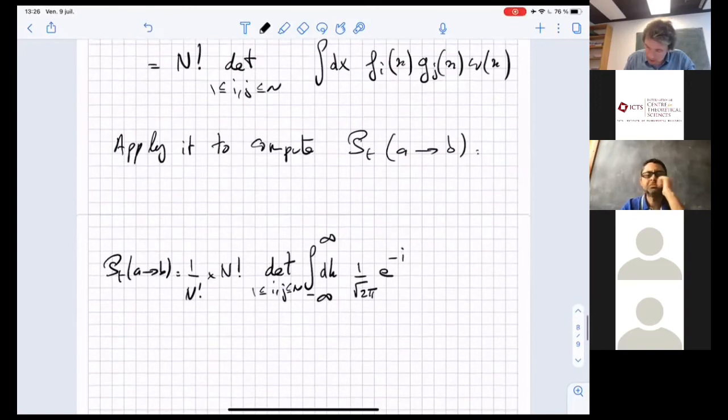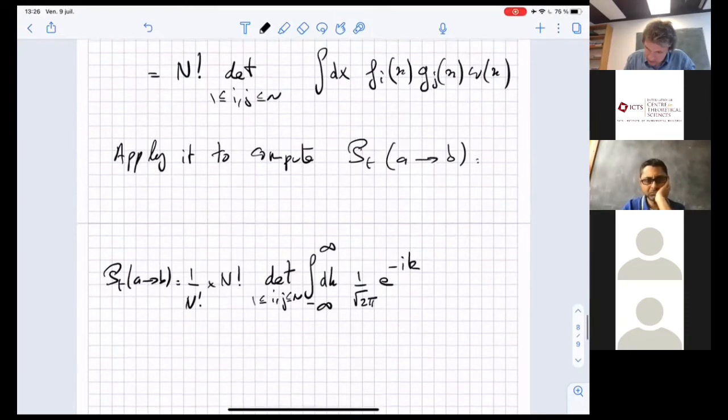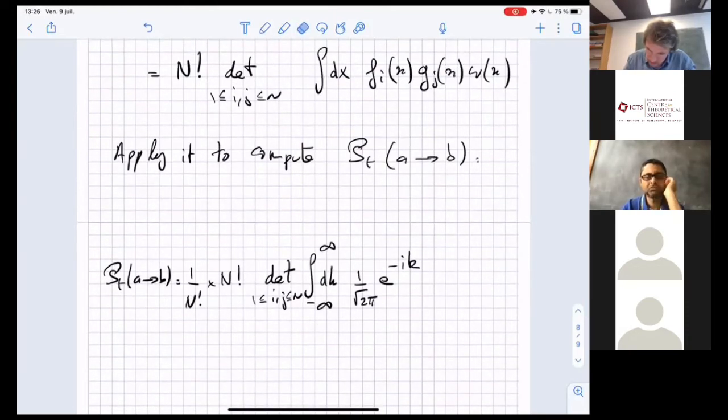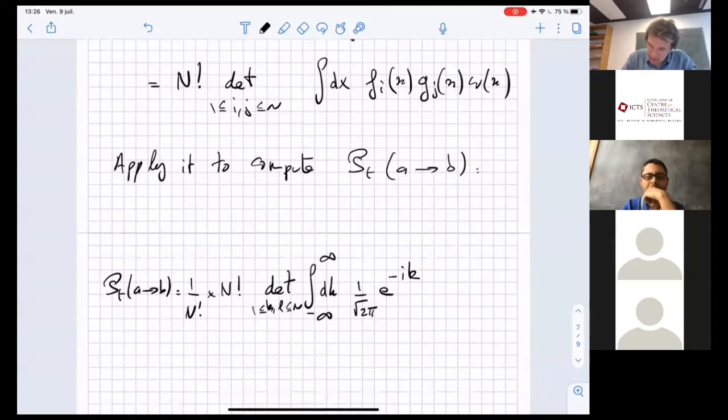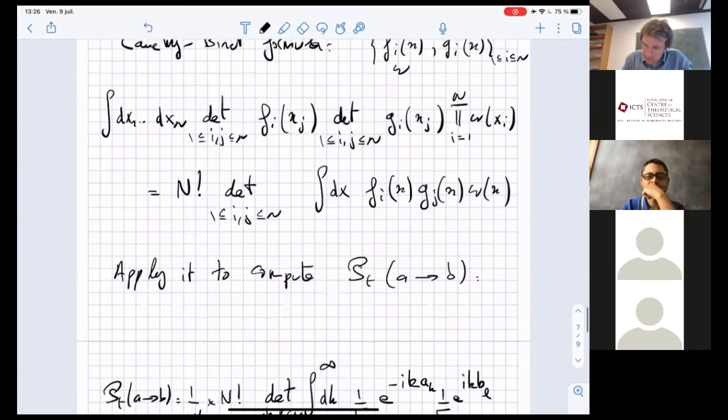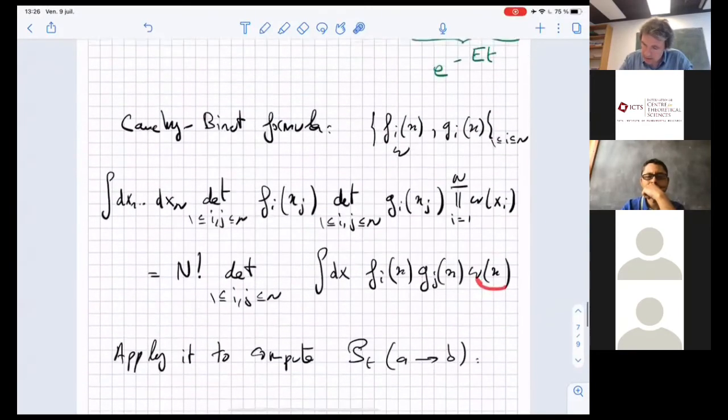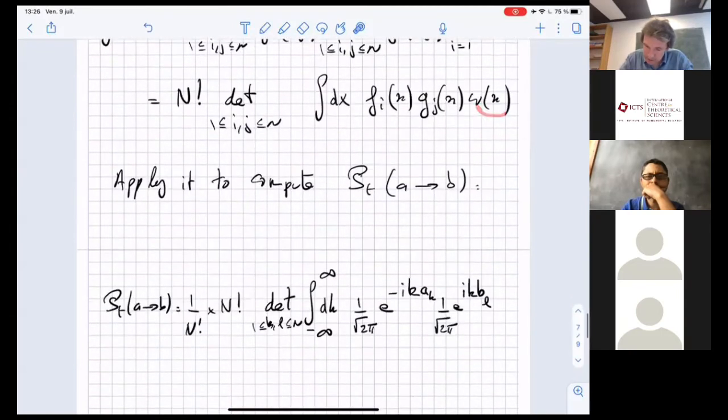Maybe the index i is not very nice because I have i, the complex number, so let me change it and call the indices k and l if you don't mind. So this will be fk: the exponential of minus i k a sub k, then 1 over square root of 2 pi times the exponential of i k b l, and then I have this w function, and this w function is just the exponential of minus k squared t over 2.